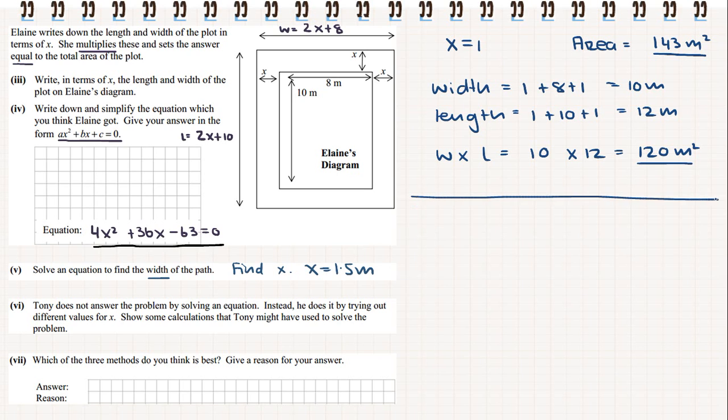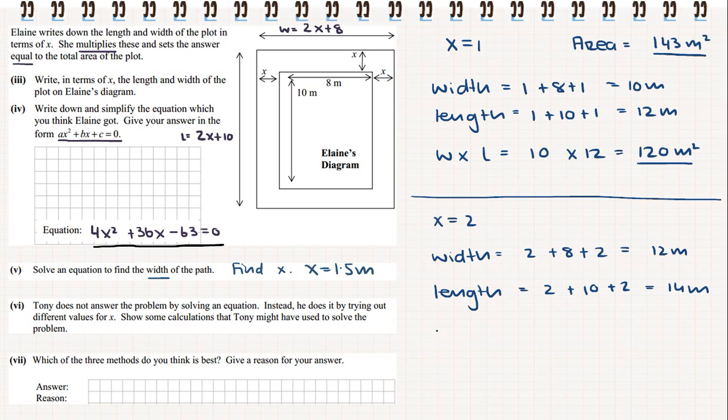So then what he might have done is done the same thing again, but now let x be equal to 2. So again, his width is going to be 2 plus 8 plus 2, which is 12 meters. The length, 2 plus 10 plus 2, which is 14 meters. Width multiplied by the length, 12 multiplied by 14, which is 168 meters squared. So using x is equal to 1, really he needed an extra 23 meters in order to get the correct answer. And using x is equal to 2, he needed 25 less meters.